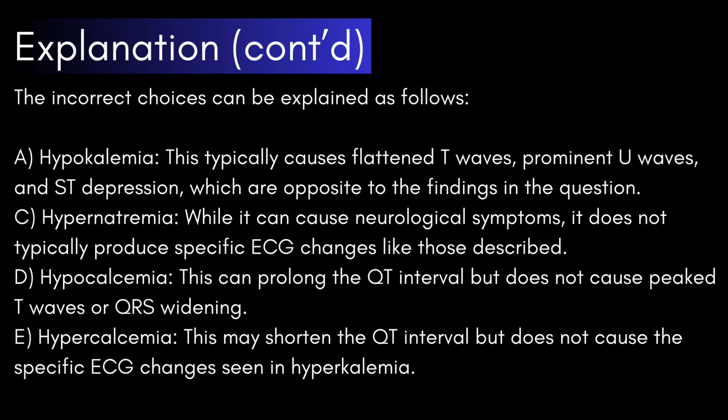While it can cause neurological symptoms, it does not typically produce specific ECG changes like those described. D. Hypocalcemia. This can prolong the QT interval but does not cause peaked T waves or QRS widening. E. Hypercalcemia. This may shorten the QT interval but does not cause the specific ECG changes seen in hyperkalemia. All right, now that we have covered this question, let's move on to look at the next question.